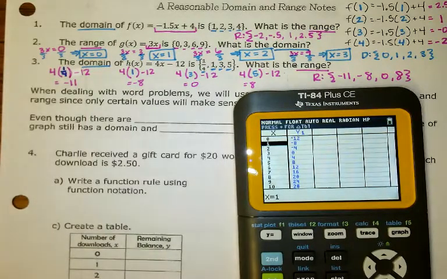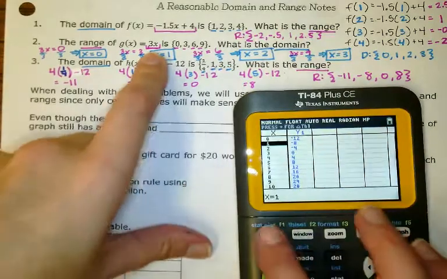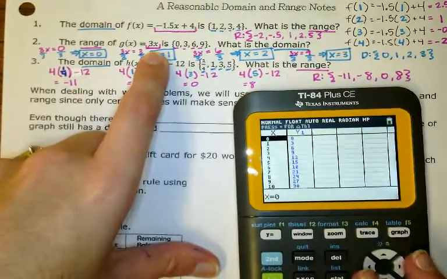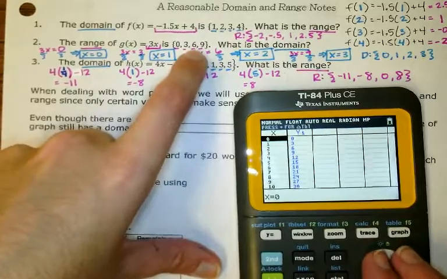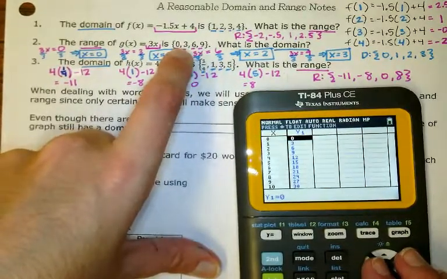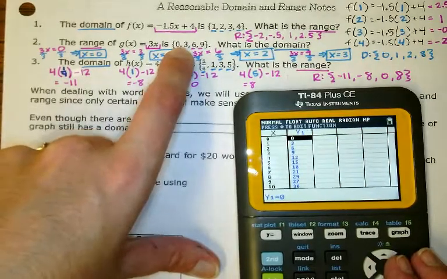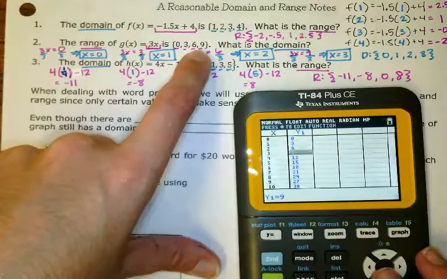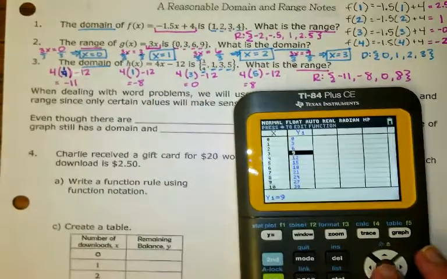For number 2, if we typed in y equals 3x, and you went to your table, remember, they're not giving you the y value, or the x values, they're giving you the y values. So you would have had to find where it was 0, 3, 6, 9. Okay? And it just so happened that it was 0, 1, 2, 3, which is kind of nice.